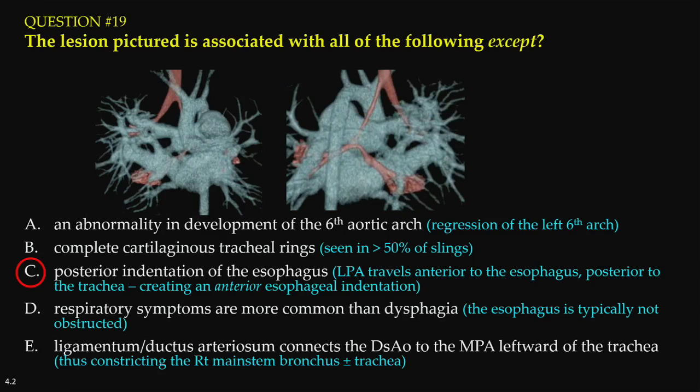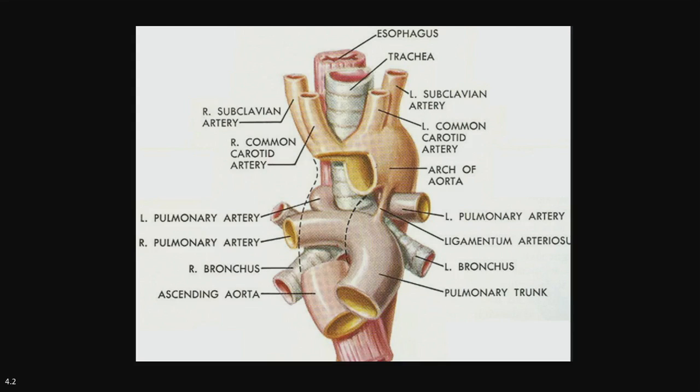And then E, the ligamentum, this is the appropriate anatomy, and I'll show you a picture. C is not correct because the LPA travels anterior to the esophagus, between the esophagus and airway. So there's an anterior esophageal indentation, not a posterior. Posterior indentation would be in a vascular ring. Anterior would be in a sling. And I just showed this picture because this is where that ligamentum arteriosum is in an LPA sling. You can see the ligamentum there, which is leftward, and that can create even further constriction. So we're going to stop here.